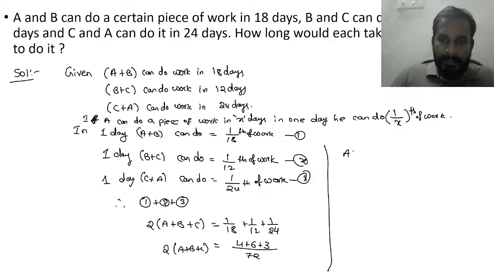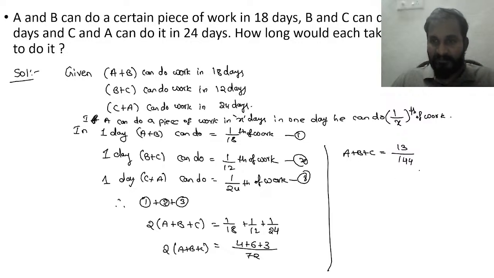Therefore A plus B plus C, all the 3 can do what portion of work in a day? 13 by 144. 13 by 144 piece of work can be done by A, B and C together. Now here they are, each take separately.